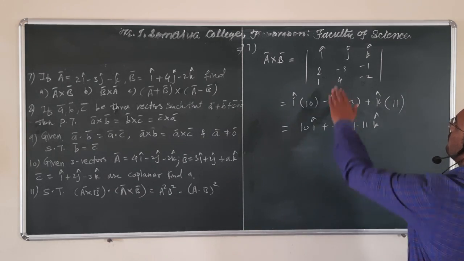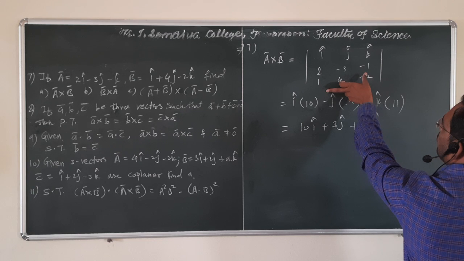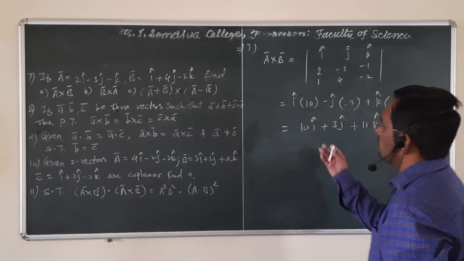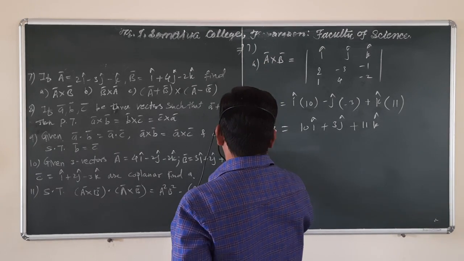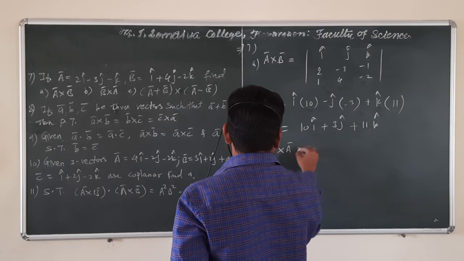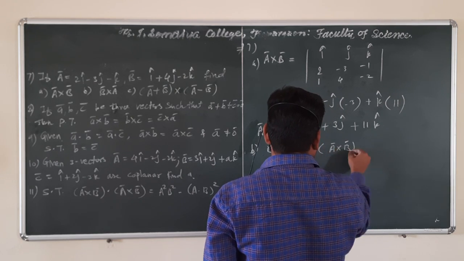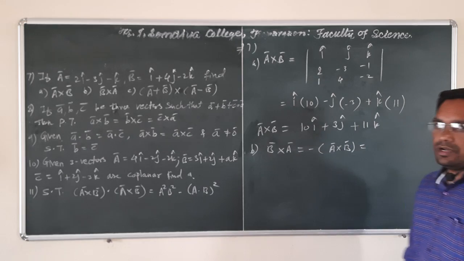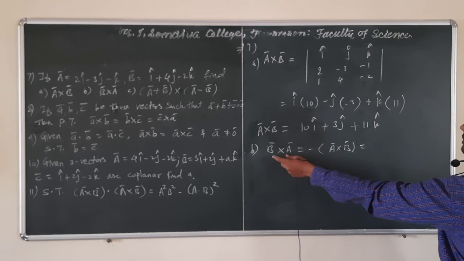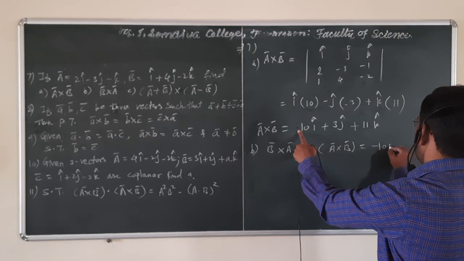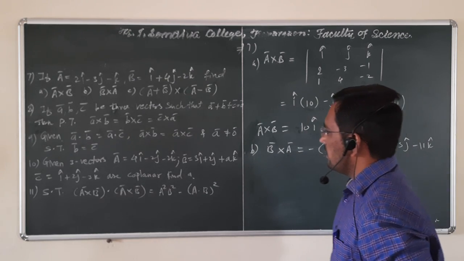Right. So this is the A part. The B part is B cross A. By using the property, B cross A is nothing but minus A cross B. We already found A cross B, so if you multiply this A cross B with a negative sign, that is B cross A. So this is equal to minus 10i minus 3j minus 11k. Okay. Then the C part.